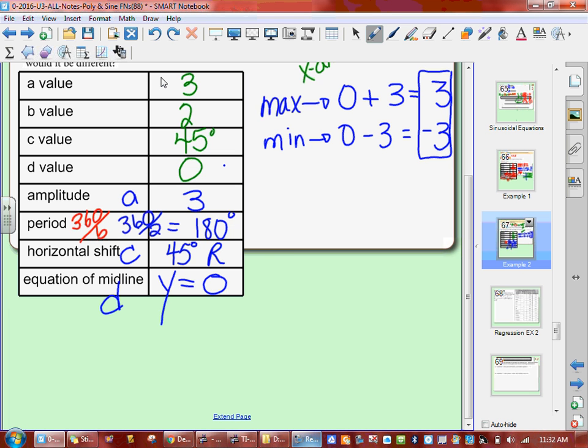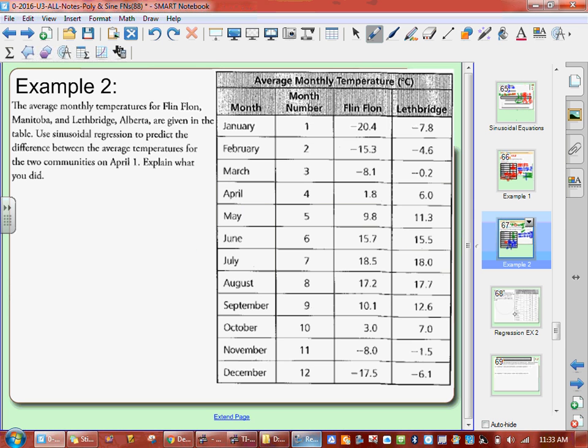Okay, the next question. This one is a regression, but take a look. It's comparing two different places. It's comparing Flin Flon to Lethbridge. And again, it's a regression equation. And the sinusoidal curves are perfect for describing seasonal weather. So they do it quite frequently, and this is how they have programs that will do it for them in their meteorology places. We know how to do it with sine reg.